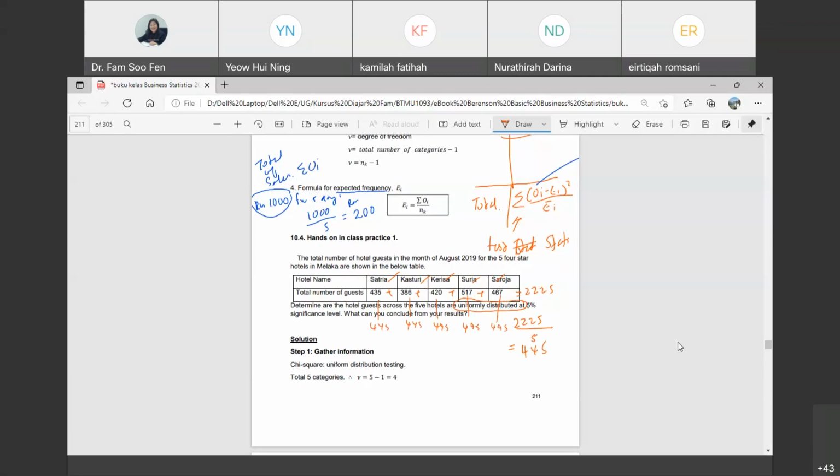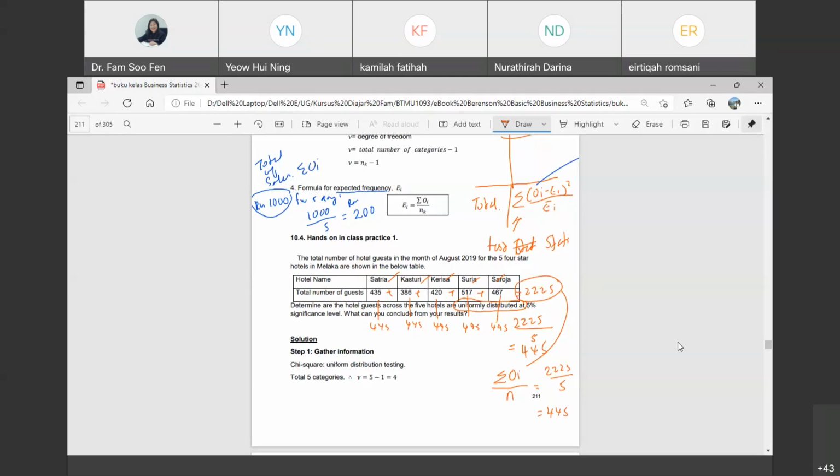If this is distributed evenly, the mean is the total of observations divided by n. Your n is 5, the 5 hotels. So it should come to 445. But we see here that all are different.